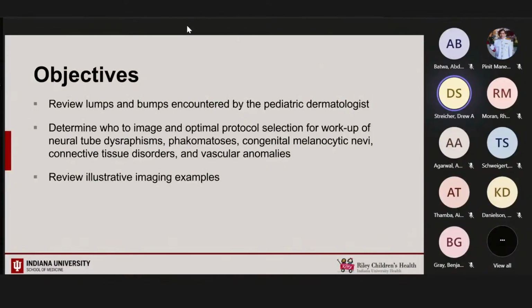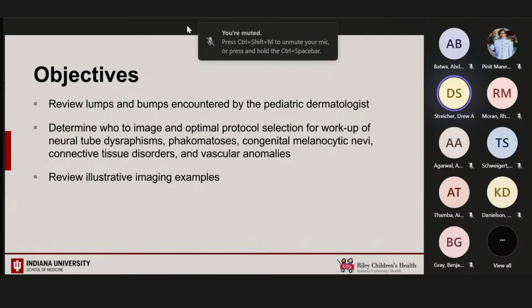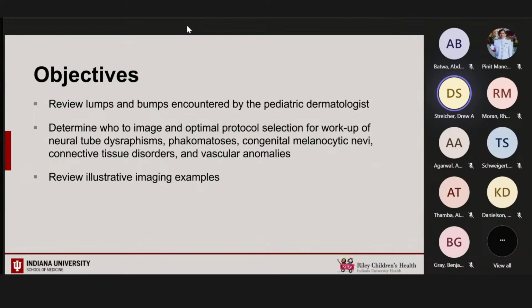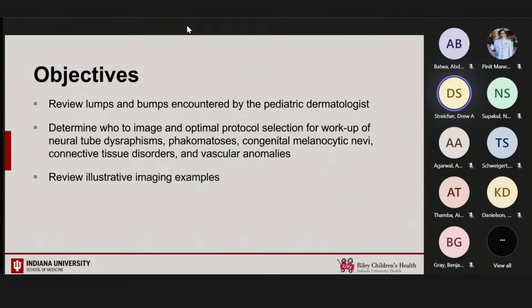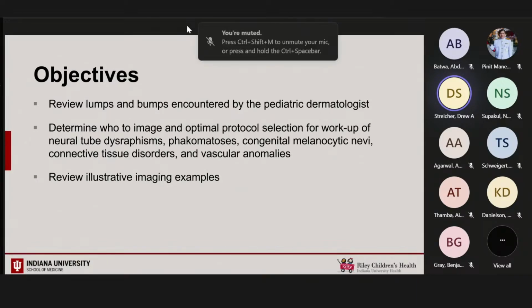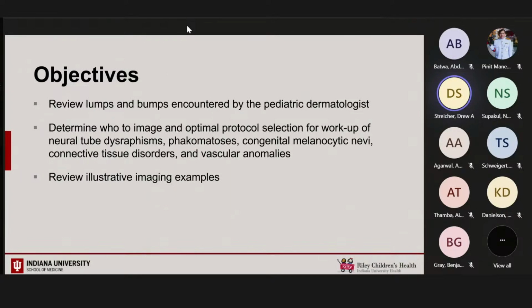An interest in imaging and what tests they need to order and how we can optimize that imaging and what they're looking for, what they need to know to help take care of the patient. So we're going to determine who to image, what protocol we need to select, and then cover a variety of conditions today, including neural tube dysraphisms, a couple of phakomatoses, congenital melanocytic nevi, a connective tissue disorder, and we're going to cover vascular anomalies as well. And then after we review some of the clinical info, we'll review illustrative imaging examples of those as well.